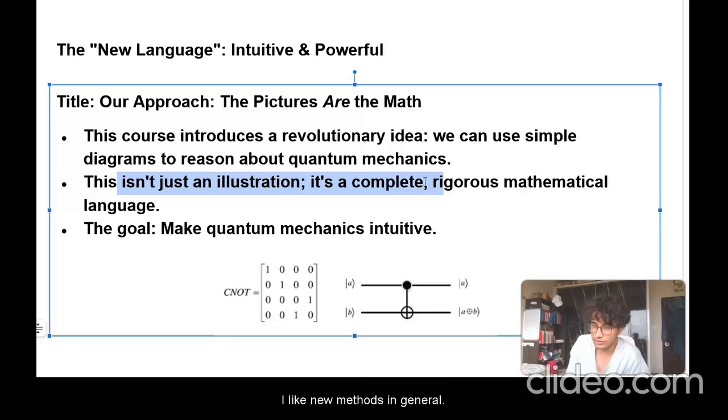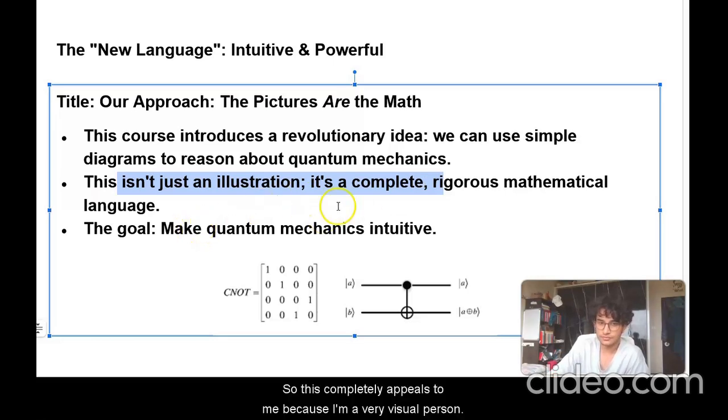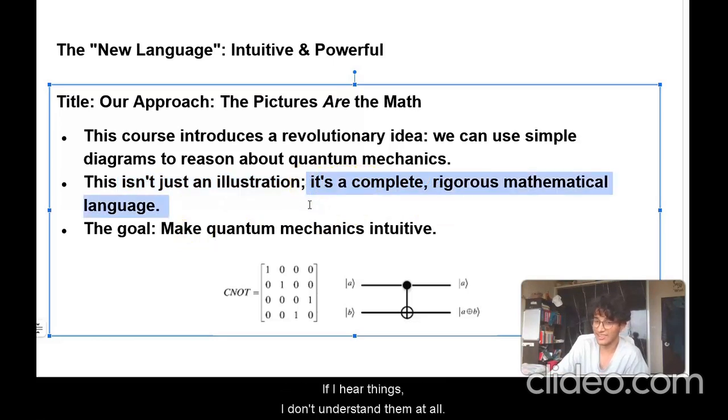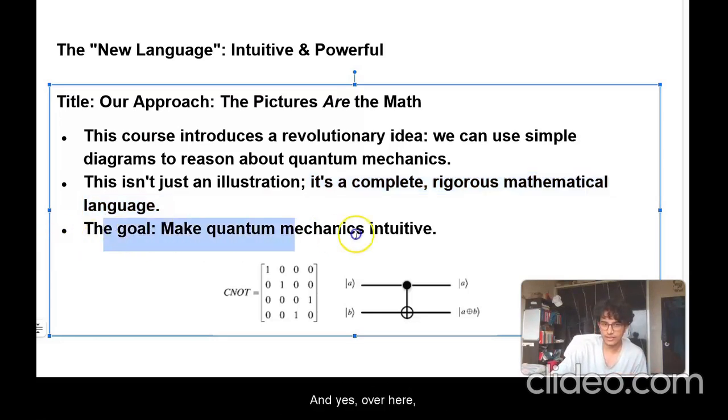I like new methods in general. I like counterintuitive things. So this completely appeals to me because I'm a very visual person. If I hear things, I don't understand them at all. So this is something like a sign to me, this is calling to me. I like this. And as it's stated, the whole point is to make it intuitive.